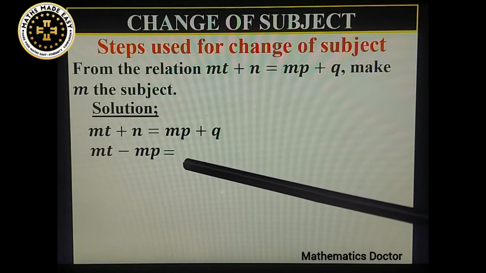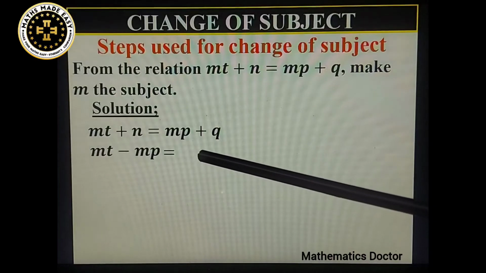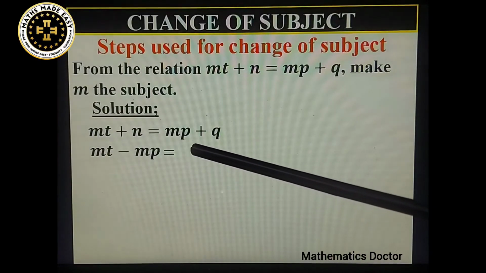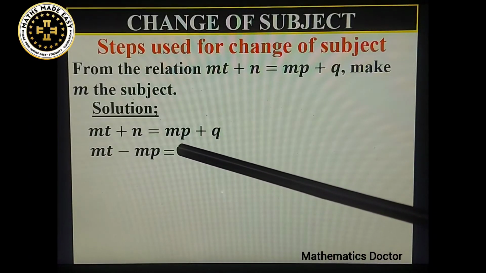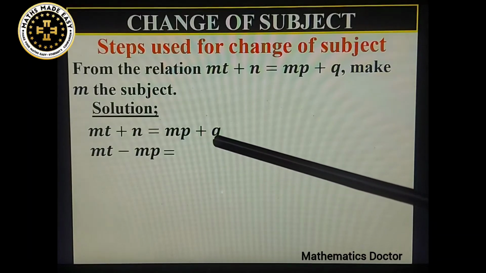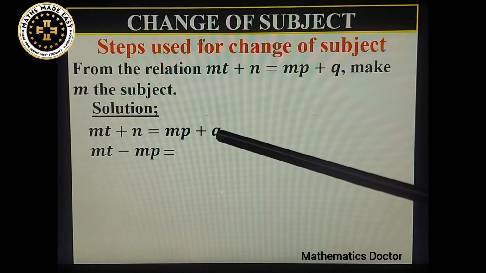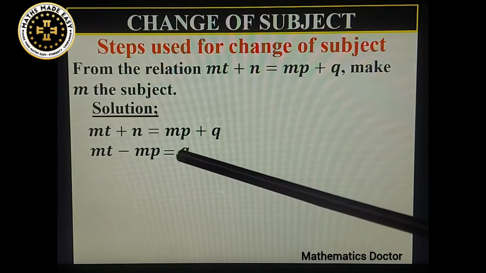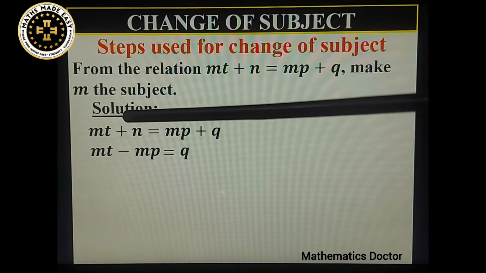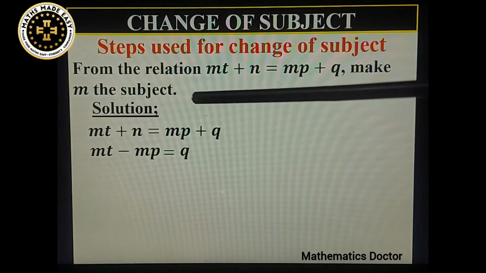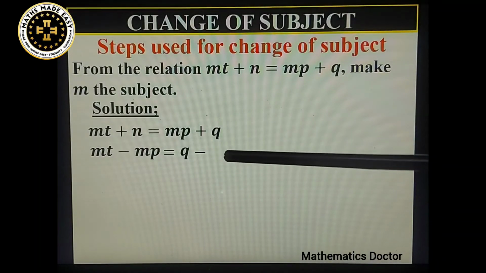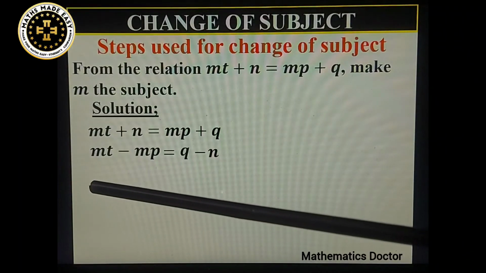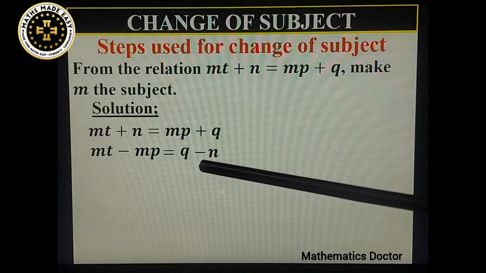Now, what I'll do is I will now rearrange the other terms that I don't need. That is to say, the terms that do not contain m. I'll arrange them at the right-hand side. Already, I have q at the right-hand side, which is positive q. So I'll put q there. Then the n is at the left-hand side, positive. It will cross the equal sign to the right-hand side, making it minus n. So this is what I'm going to get: mt minus mp is equal to q minus n.